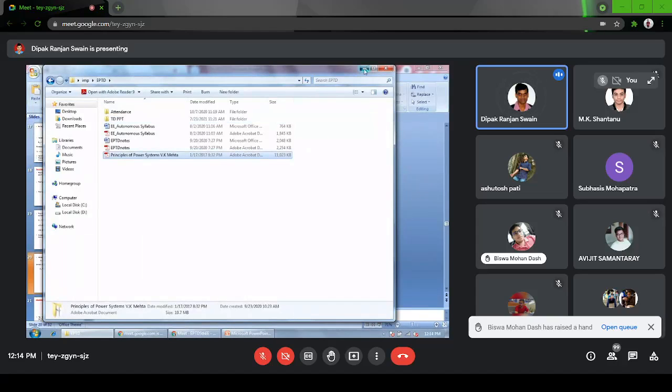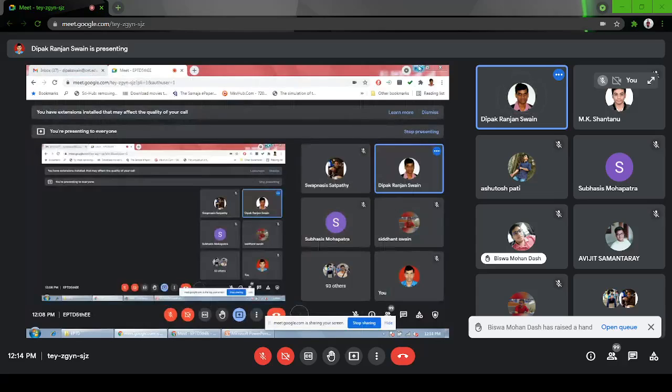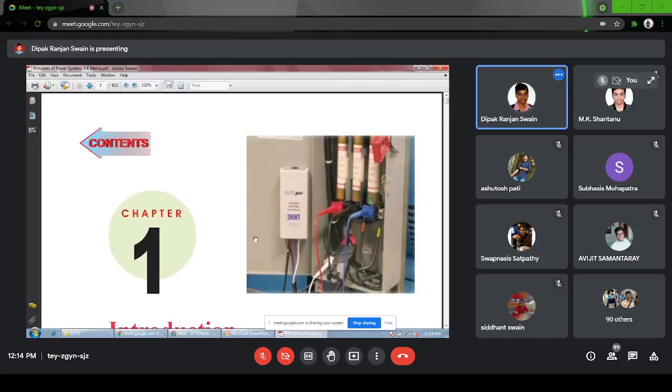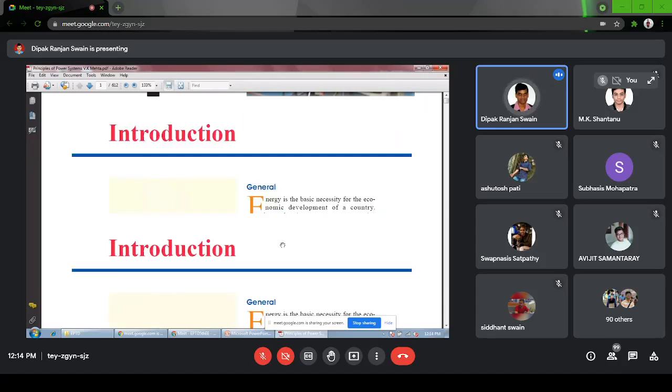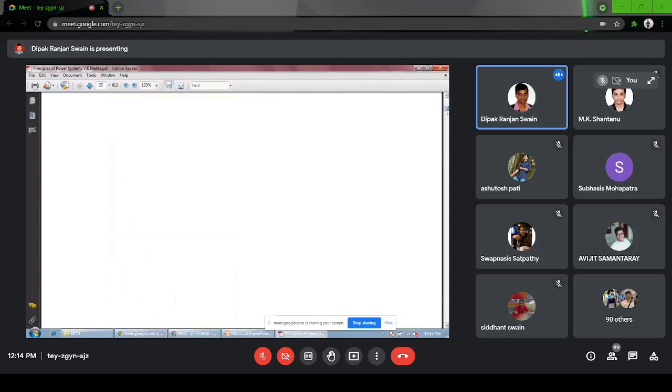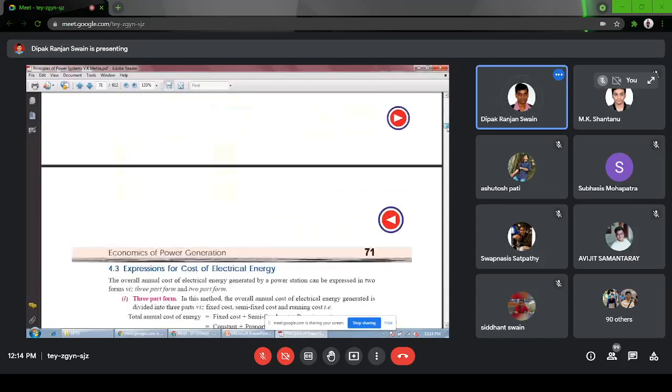Whatever chapters are in the book, they may not be in the same uniform pattern. So you have to find out the different chapters that are required. As you can see, the first chapter is introduction. It is not required. You have to go for line parameters.